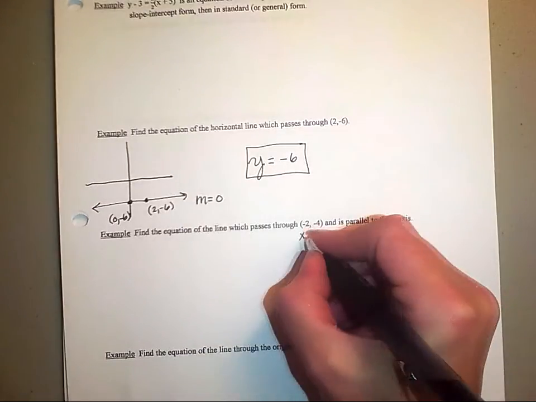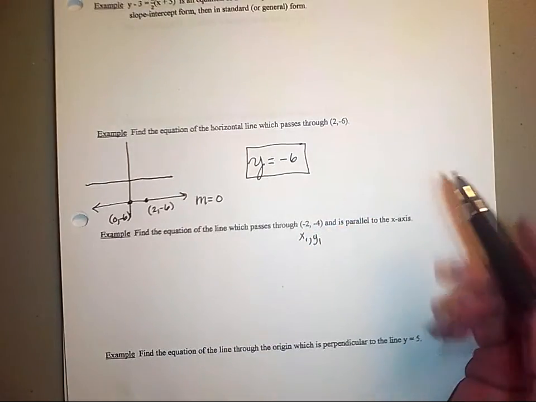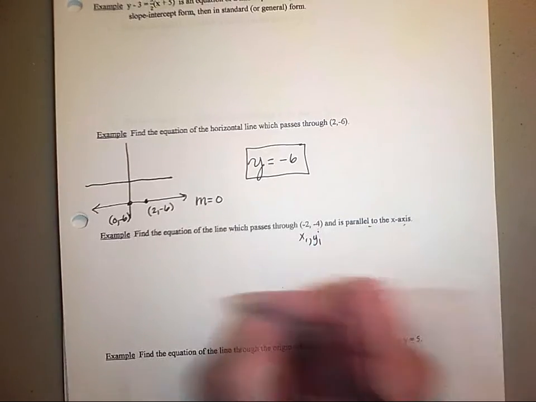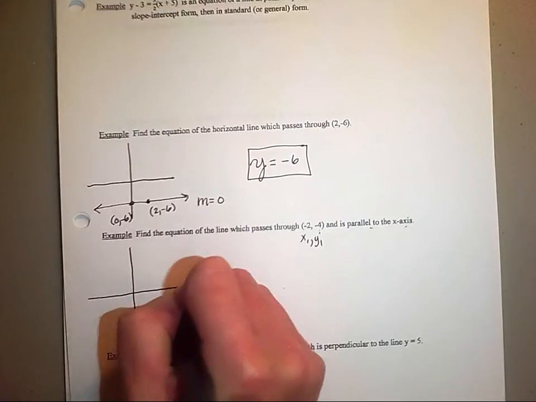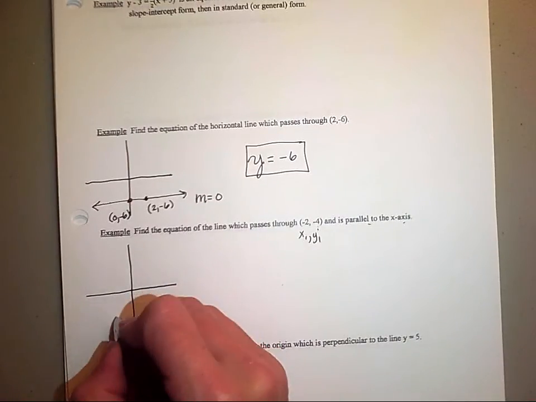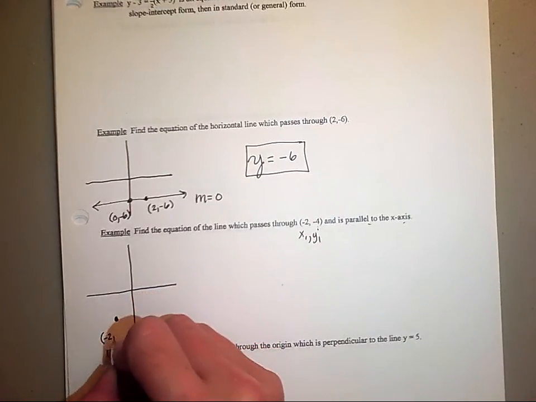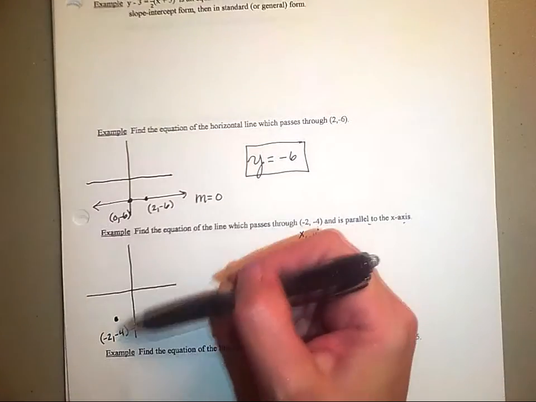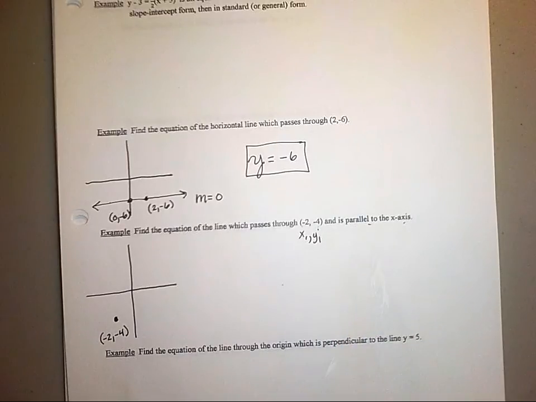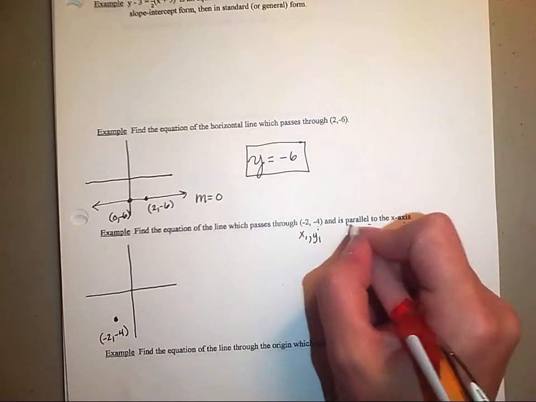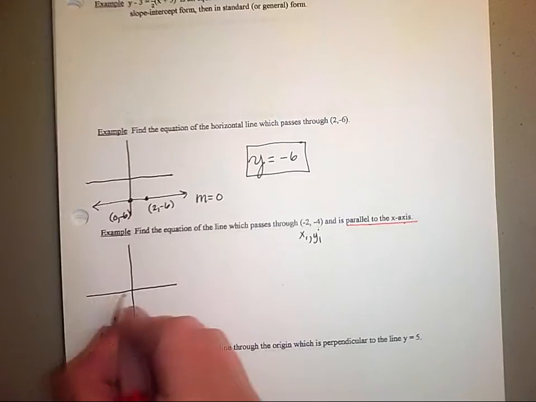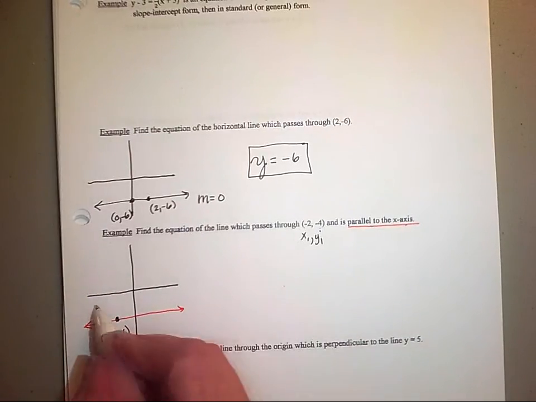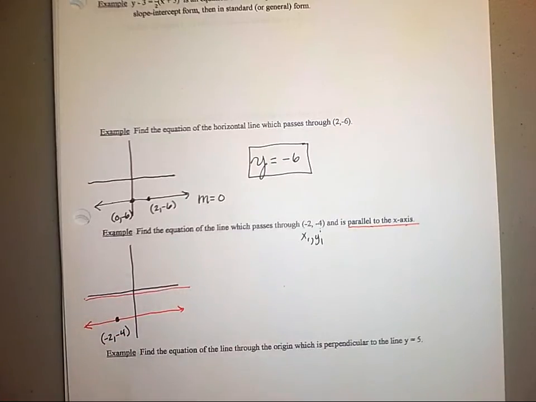Now this one gets a little tougher. We're given a point, an x1 and a y1, but we want the equation of the line that passes through here and is parallel to the x-axis. Negative 2, negative 4 would be down here in the third quadrant, so I'm just putting in a sketch. Now, do we want it to go this way or this way? Well, we want it to be parallel to the x-axis. Here's the x-axis, so our line needs to be parallel with that, through this point.